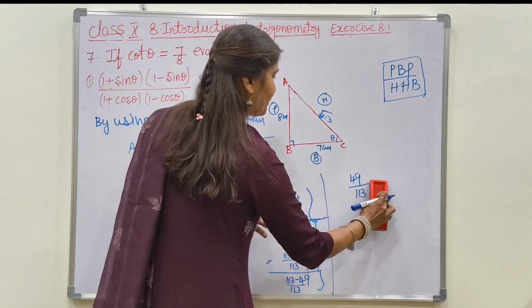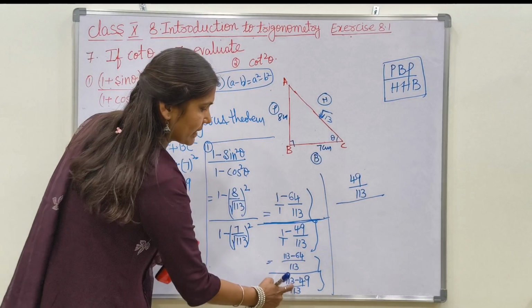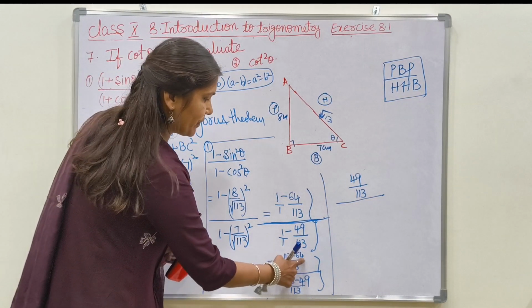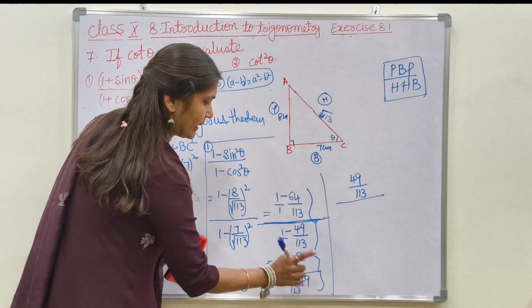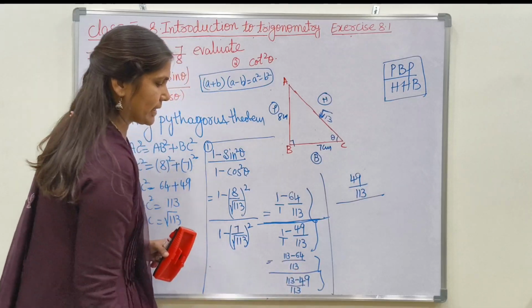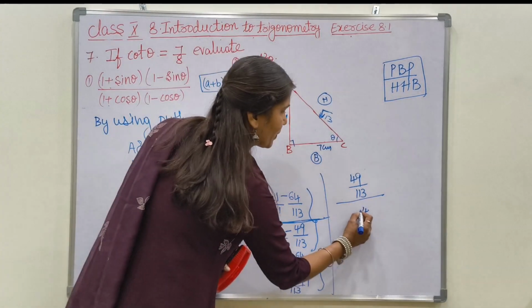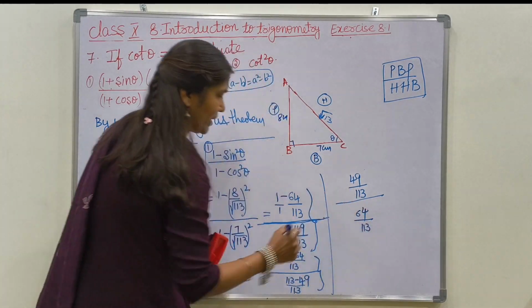Now see here, this is the main divider. Next here, what is there? 113 minus 49. So here what you will get? 113 minus 49 means 64 divided by 113. Try to understand.